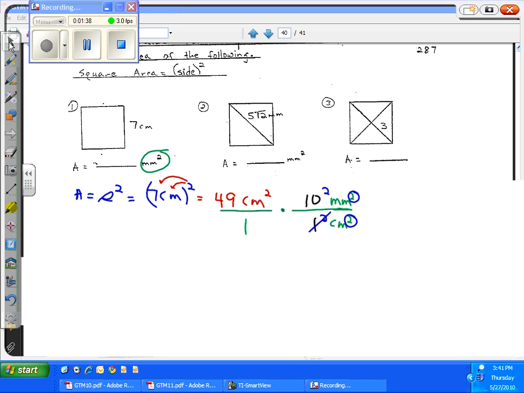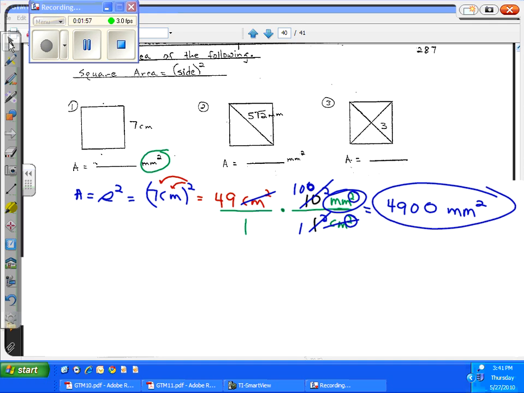So we square the conversion. So it becomes a 1 to 100. So we get 100 times 49 is 4,900. We lost the name square centi and gained the name square milli, or square millimeters. Okay? Any questions on number one? Okay? Number two.